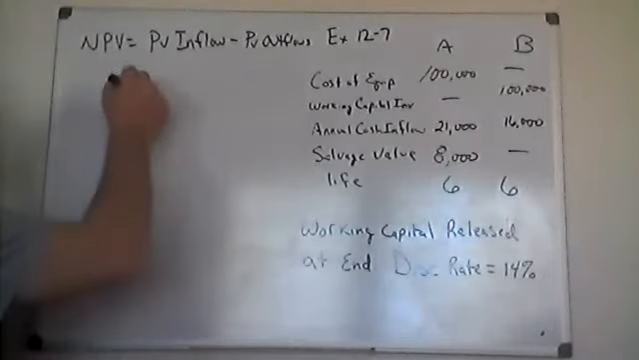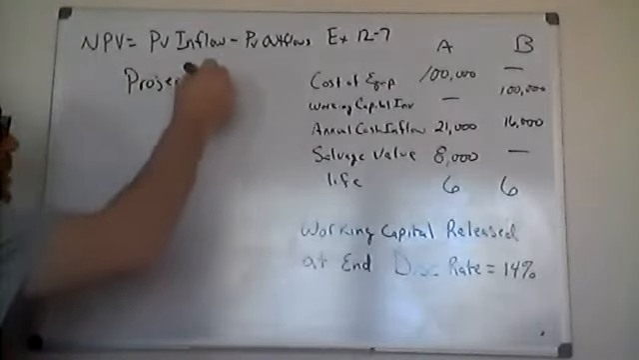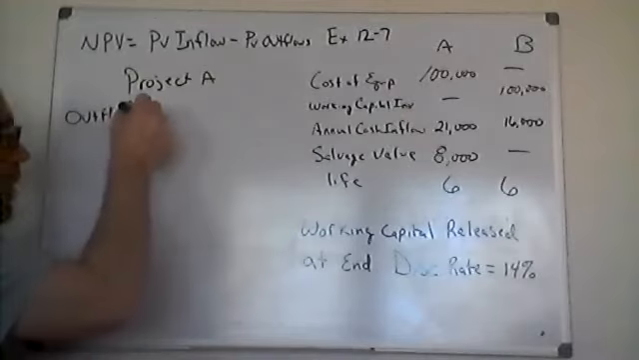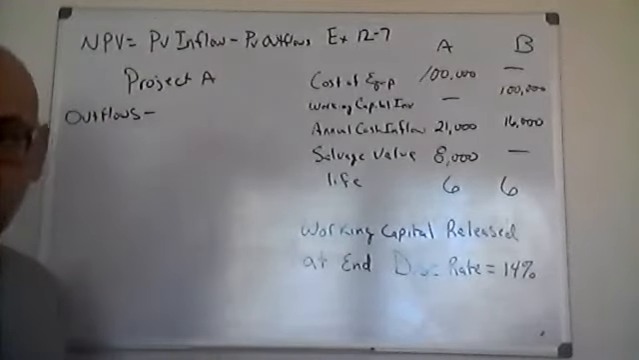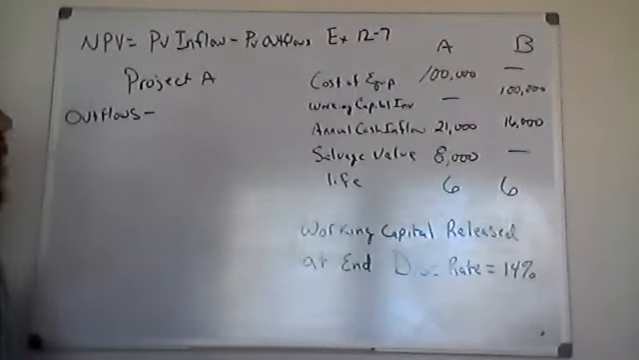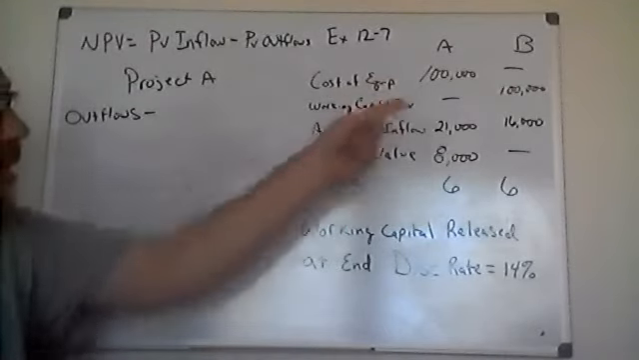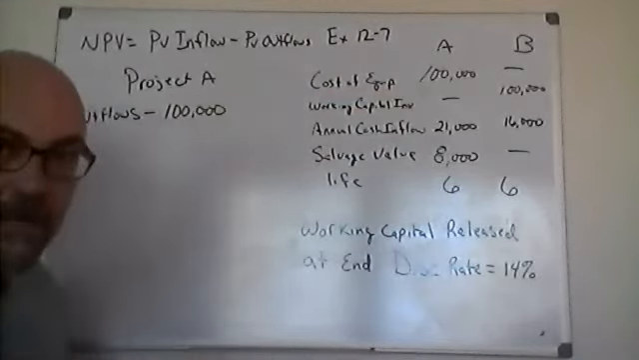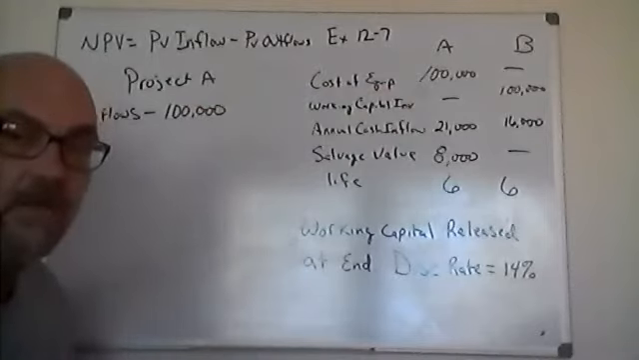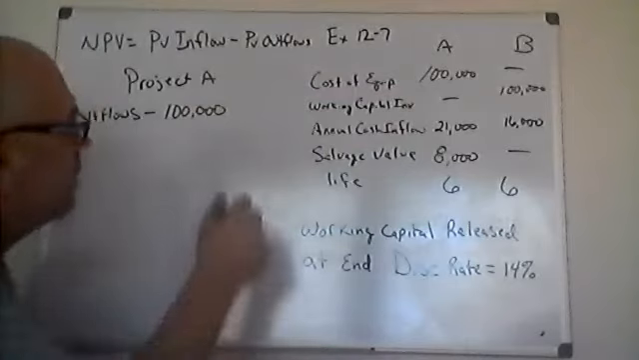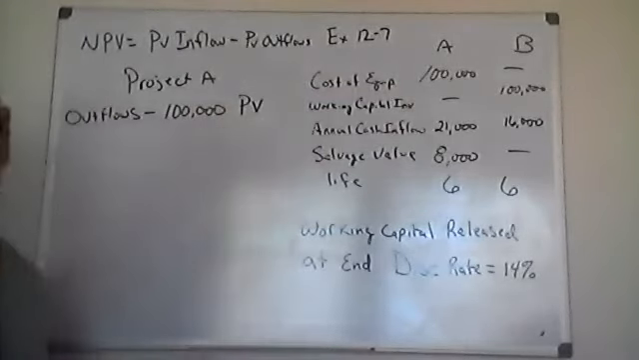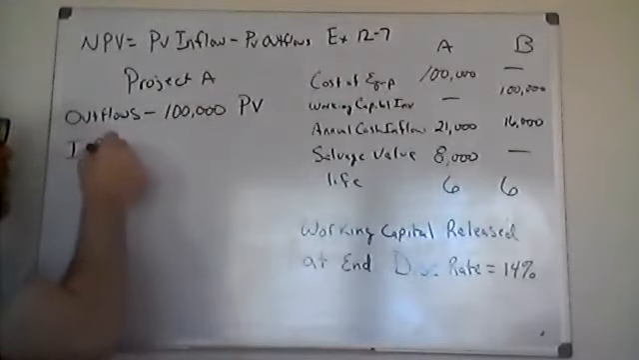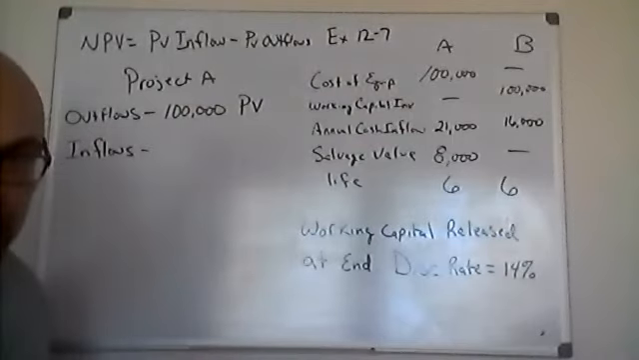So looking at project A, first, I like to break it down into what our inflows and our outflows were. For project A, we only have one outflow. It is $100,000. And it happens right at the beginning of the project or today. So it is already at its present value. So we don't need to worry about it. I'm going to mark it up here. It's at its present value.